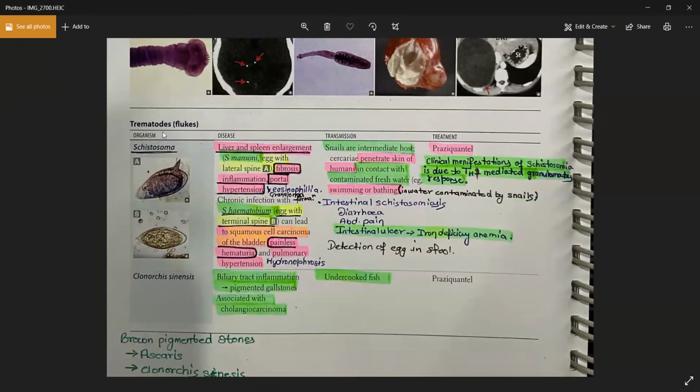Then comes the trematodes, which are the flukes, and it includes Schistosoma and Clonorchis. Okay, for Schistosoma, you have Schistosoma haematobium and Schistosoma mansoni.